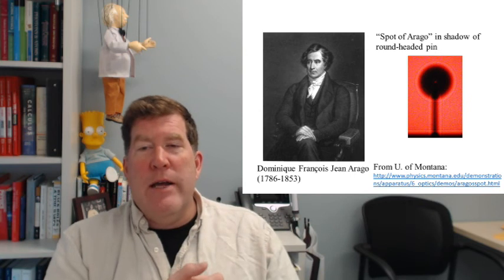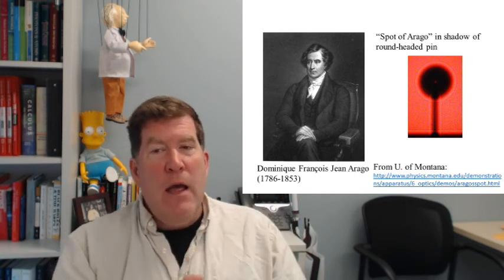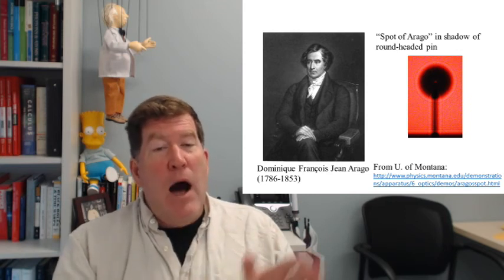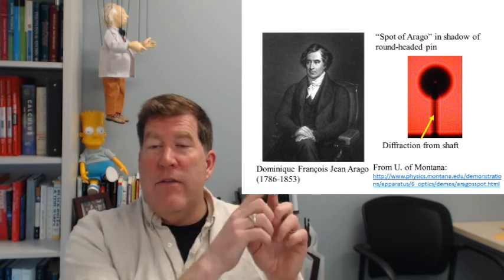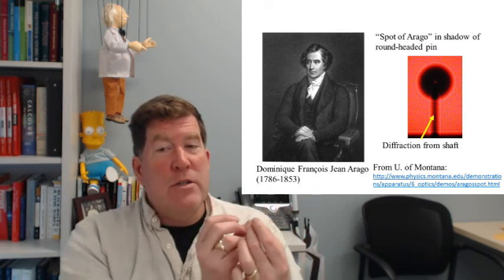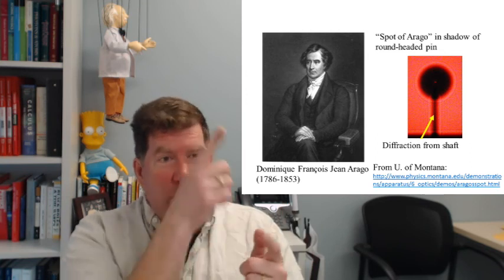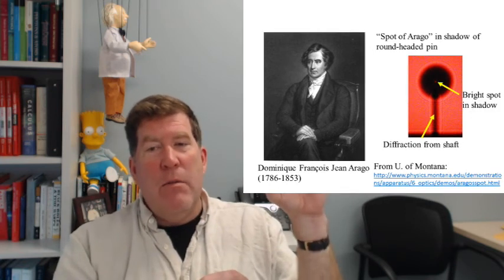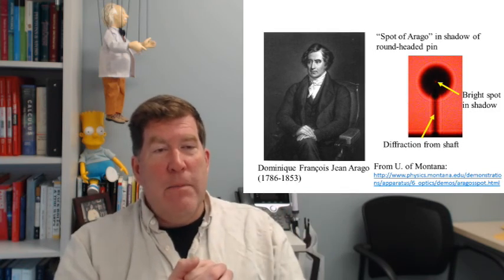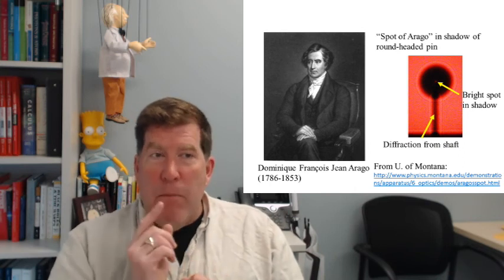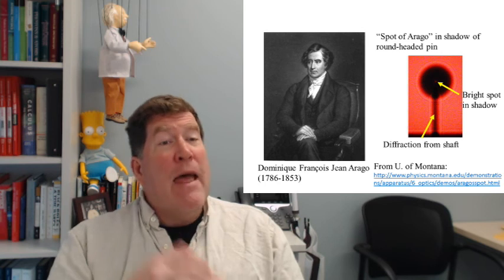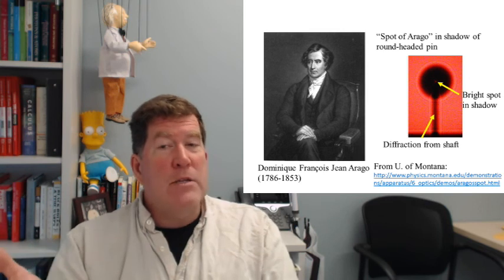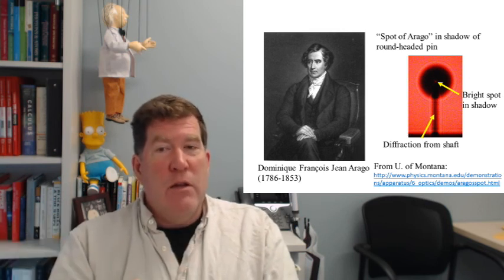So the image you see here is the shadow of a round-headed pin. And this is really nice because you see two different kinds of things happening here. In the lower part of the image, you see some bright and dark stripes. That is just ordinary diffraction off the shaft of the round-headed pin. And then you see a dark shadow from the head of the pin that's round. And right in the center of that, you see a small bright spot. That is the spot of Arago. That is the thing that Poisson had thought was impossible. That was an insurmountable objection to the wave nature of light.